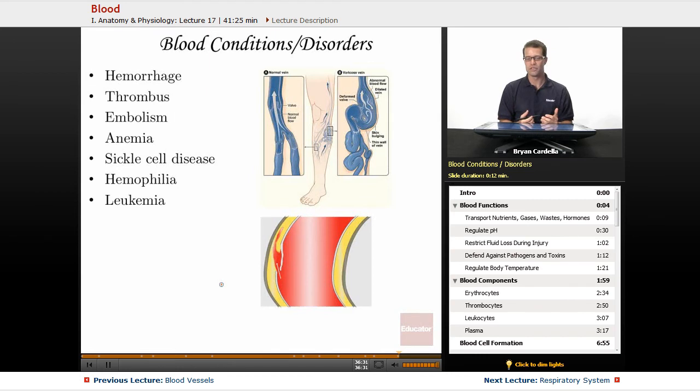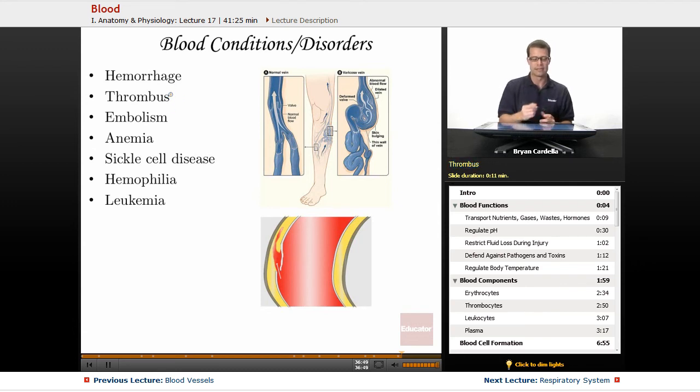Finally, some blood conditions and disorders. Some of this overlaps with the blood vessel lessons from before. I actually am using the same pictures here because blood is running through blood vessels. Hemorrhaging is the leaking of blood out of blood vessels. Internal hemorrhaging can be a very bad thing, obviously.